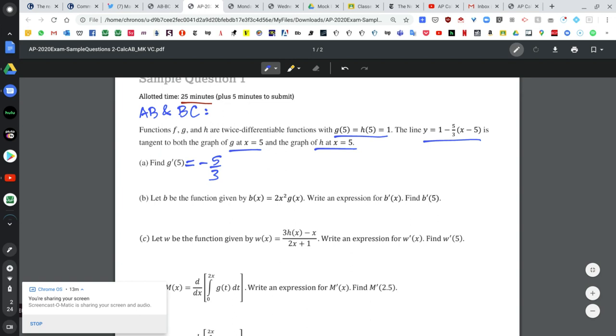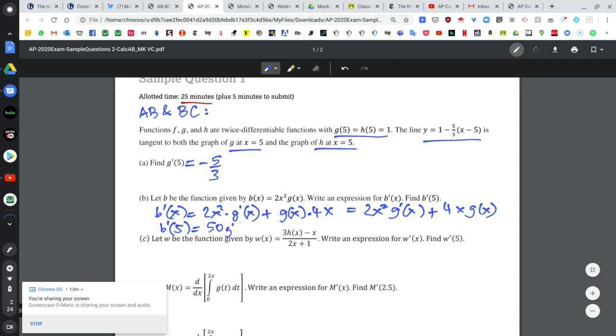Pause the video, attempt B yourselves. So b dash of x, should we just use the product rule? So 2x squared times g dash of x plus g of x times 4x. Rewriting is your friend, so it's 2x squared g dash of x plus 4x g of x. And they say find b dash at 5. So b dash at 5 is nothing but 5 squared is 25 times 2 is 50. G dash at 5, show the work, plus 4 times 5 is 20, G of 5.